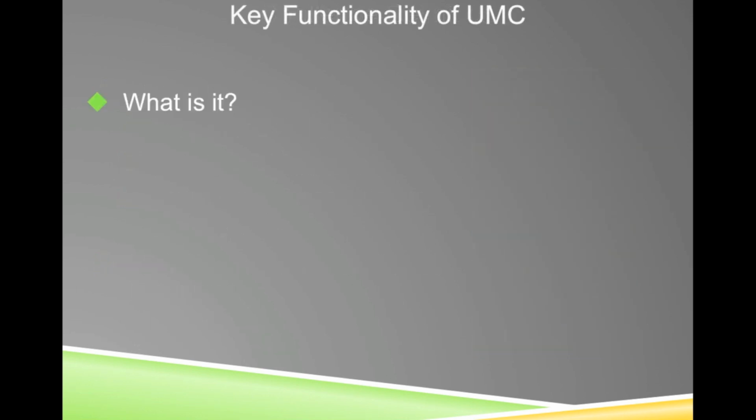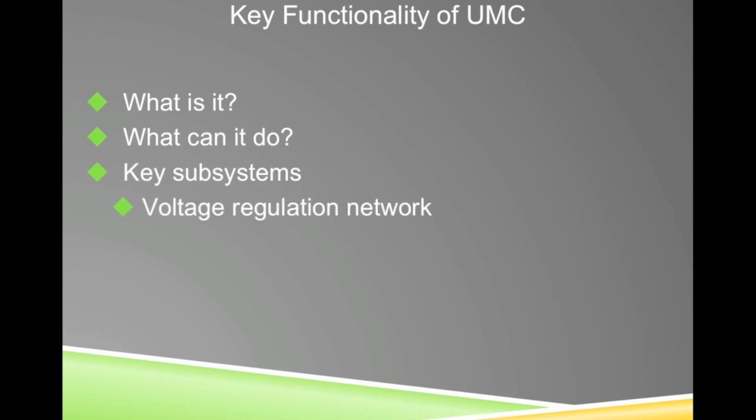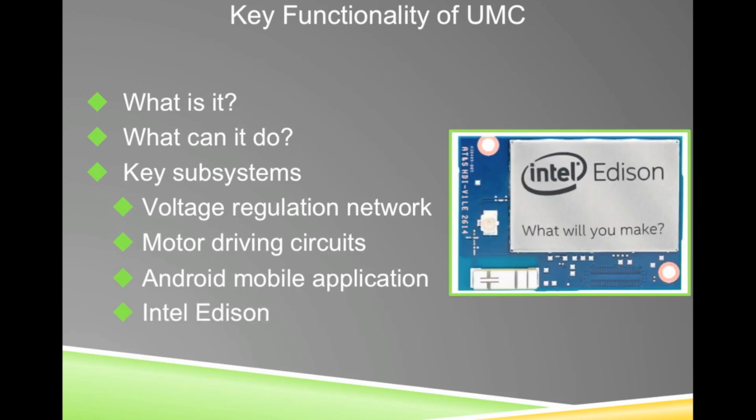What is the Universal Motor Controller? It is a device containing four main subsystems. When integrated, the system can control multiple types of motors via an Android mobile application. What can it do? The device allows the user to plug in three different types of motors: direct current DC motors, stepper motors, and servo control motors. The user can then interact with the mobile application, either choosing a predefined sequence or creating a user-defined sequence to control the motor. The four main subsystems include a voltage regulation network, motor driving circuits, an Android application, and the Intel Edison embedded controller.